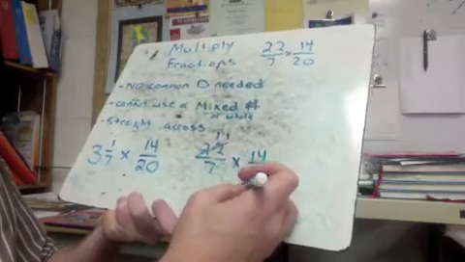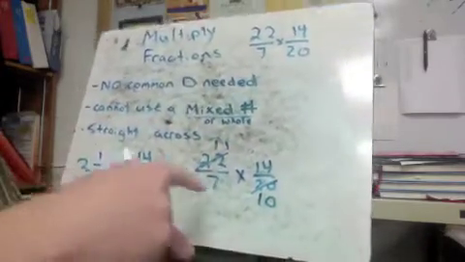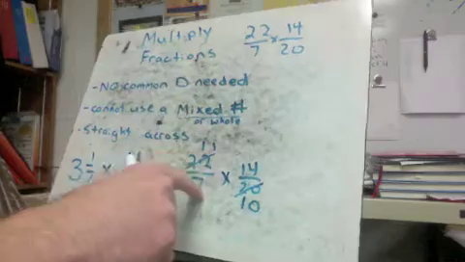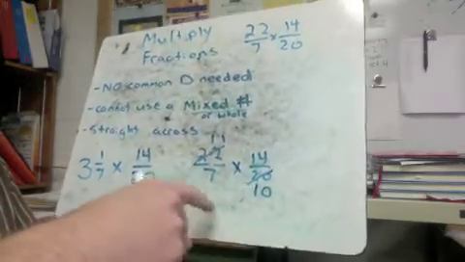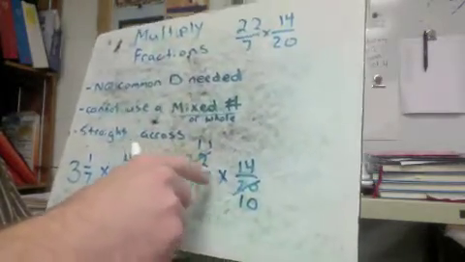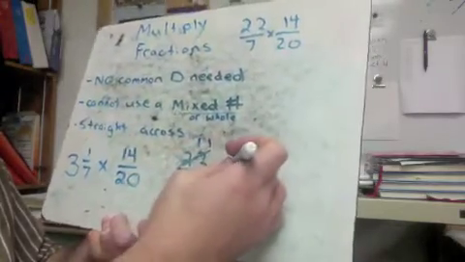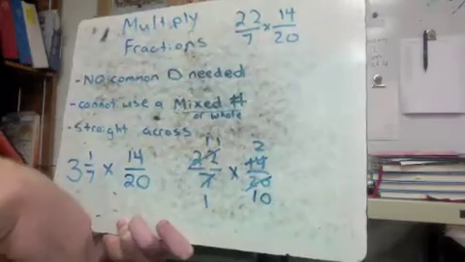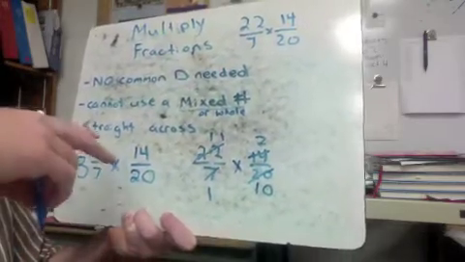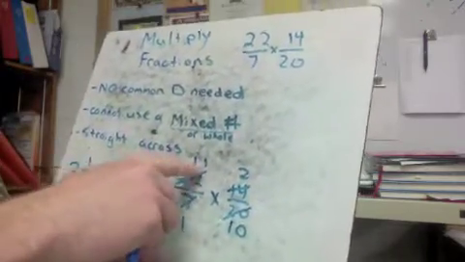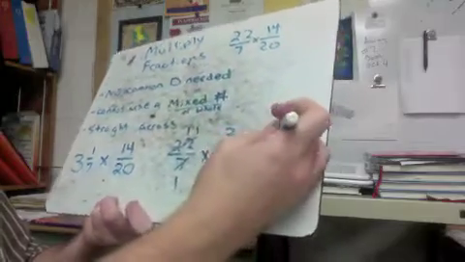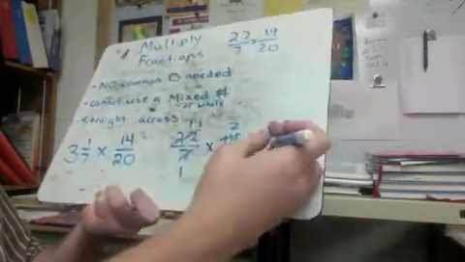20 divided by 2 would be 10. Now if I look crossways here, 7 and 14, 7 goes into both of those. 7 divided by 7 would be 1. 14 divided by 7 is 2. Now if I do my multiplication straight across, 11 times 2, 22. 1 times 10 is 10.